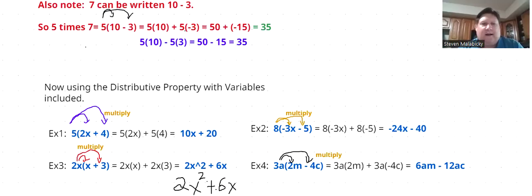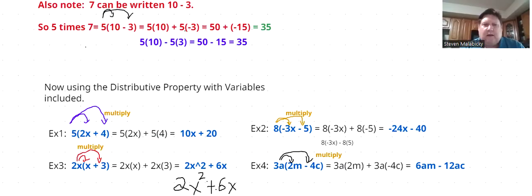Or you could write 8 times negative 3x, and then because of the minus in the middle, put a minus there, and then 8 times 5. Either way, you end up with a negative 24x and a minus 40 in the middle. So negative 24x minus 40. Remember, negative 24x plus a negative 40. We have a plus and a negative next to each other. It's a minus.